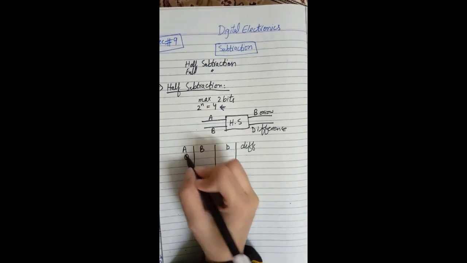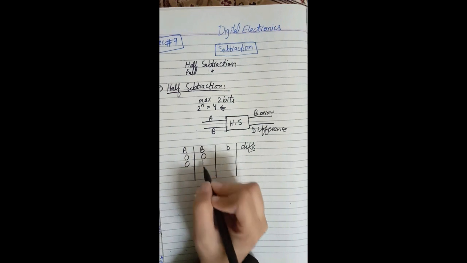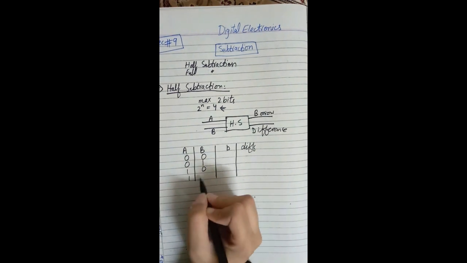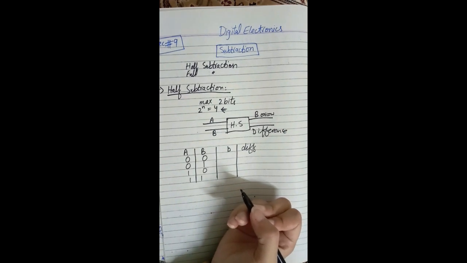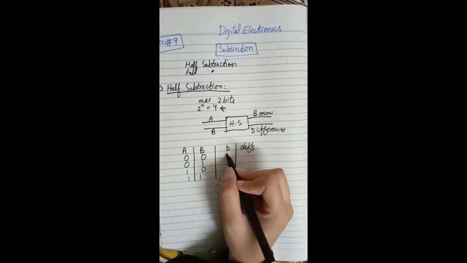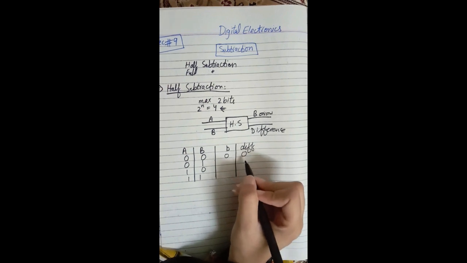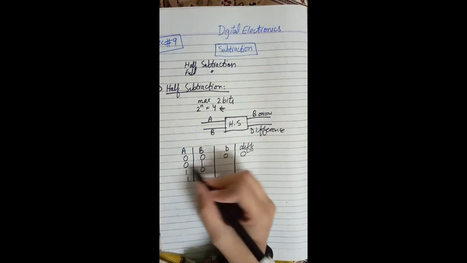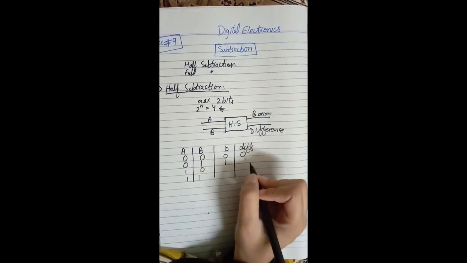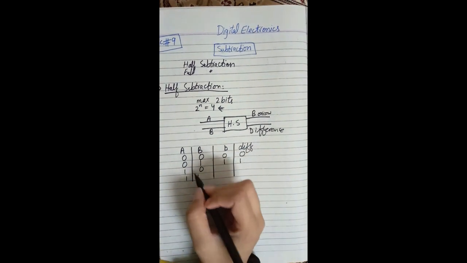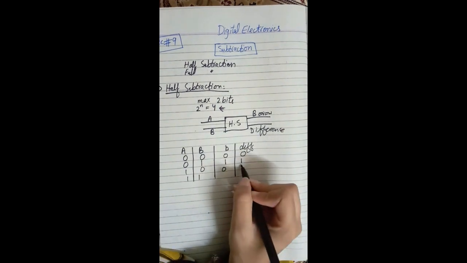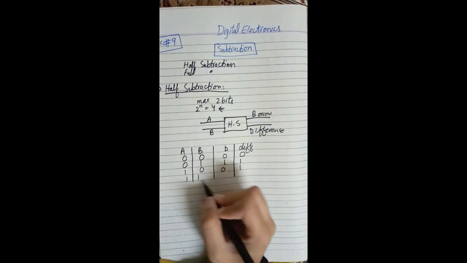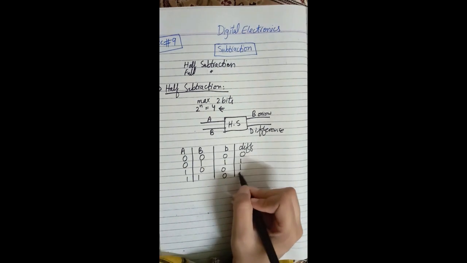The inputs are 0 0, 0 1, 1 0 and 1 1. Okay, when we subtract 0 from 0, we will have 0 borrow and 0 difference. When we do 0 minus 1, we will have to take 1 borrow and the difference will be 1. When we do 1 minus 0, the borrow is 0 but the difference is 1. And for 1 minus 1 we have 0 borrow and 0 difference.